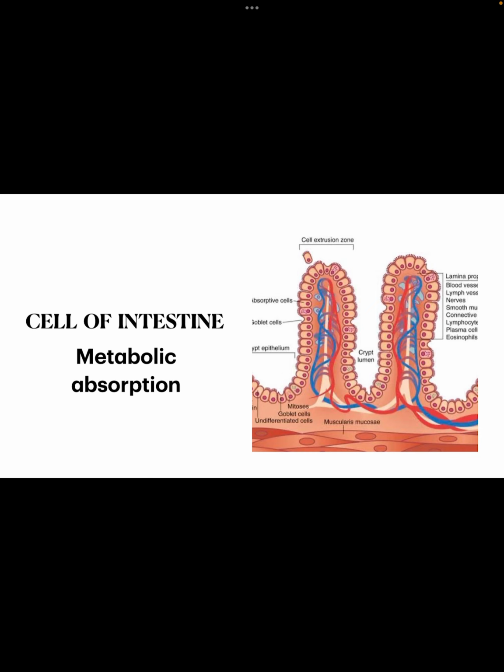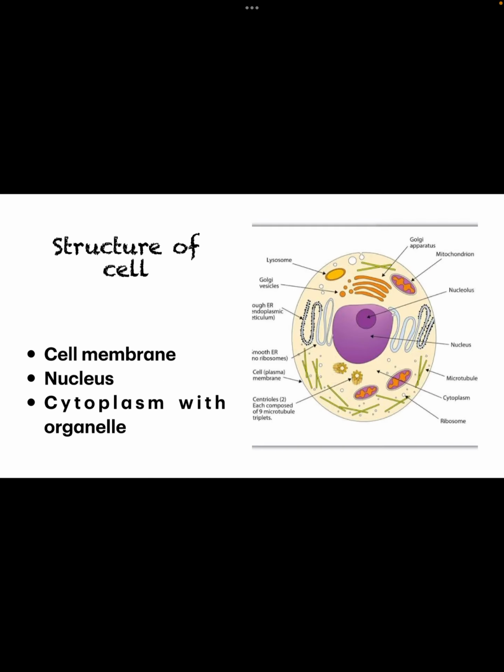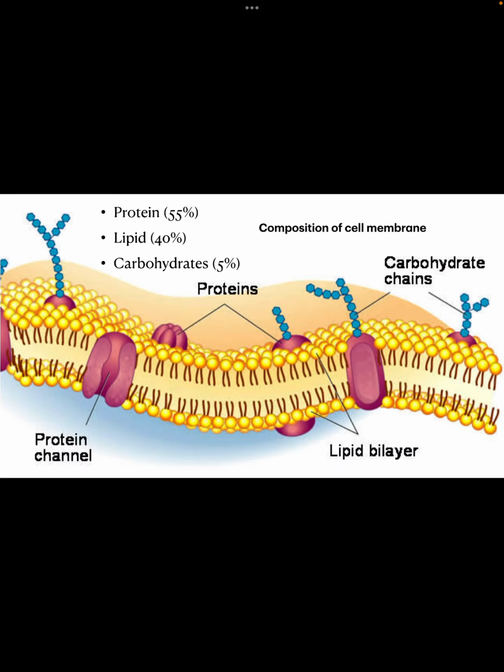What is the structure of the cell? The cell is formed by a cell body and a cell membrane. The important parts of the cell are cell membrane, nucleus and cytoplasm. In the cell membrane, there are three substances composed: lipids, proteins and carbohydrates.